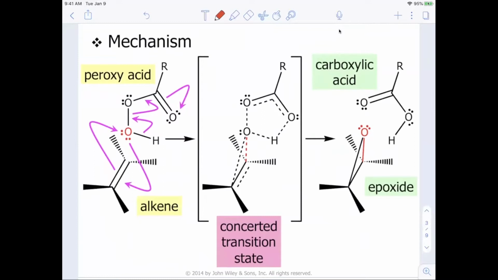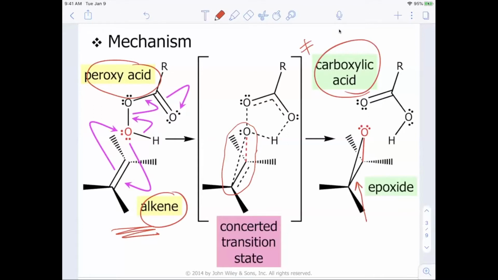We'll follow all these arrows, but basically it's a concerted mechanism. All these pink arrows shown over here happen in the same step. So we have this transition state here that has the epoxide partially formed in that transition state. And then finally, here is our epoxide in the final product. So we have peroxy acid reacting with an alkene, and it gives us a carboxylic acid and an epoxide.